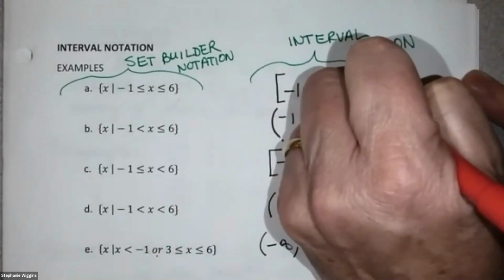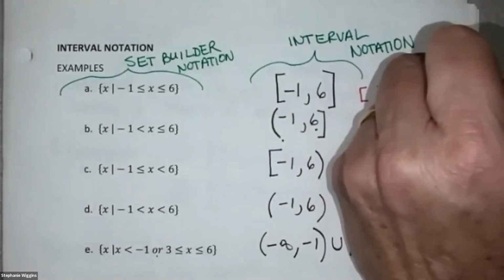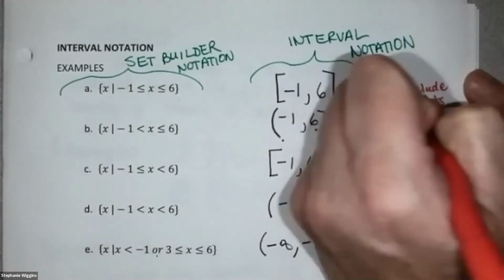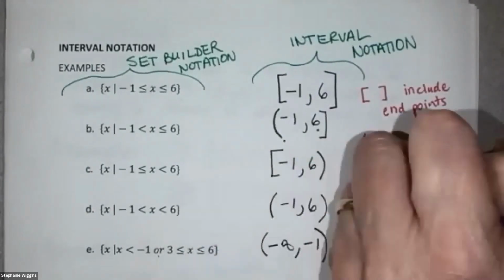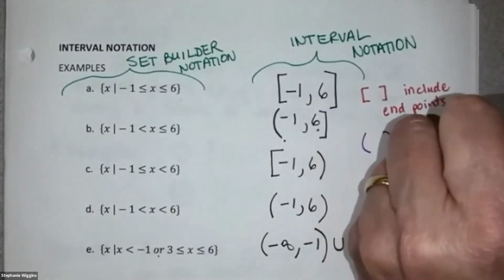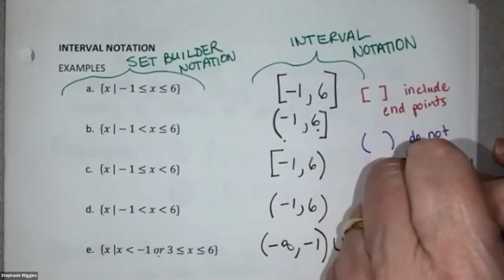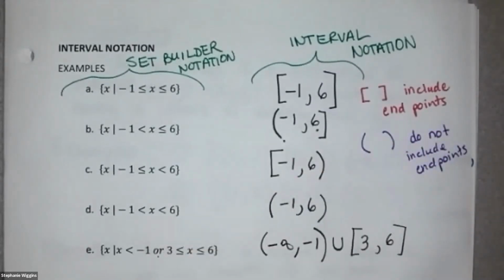So here we include endpoints. And here we do not include endpoints. All right. So let's look at these examples.